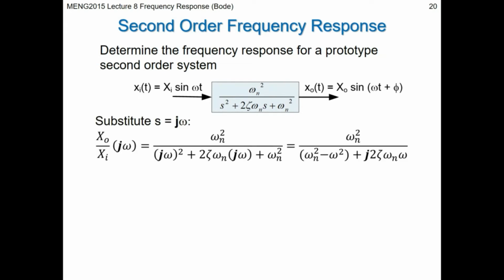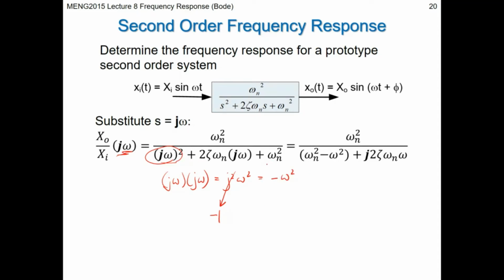Substituting S equals j omega means our transfer function X out over X in is now a function of j omega. We've got a j omega squared, then we've got our 2 zeta omega n j omega, and then our constant omega n squared. Right? Now this one, j omega times j omega equals j squared omega squared. j squared is minus 1. So that means this is minus omega squared, right?